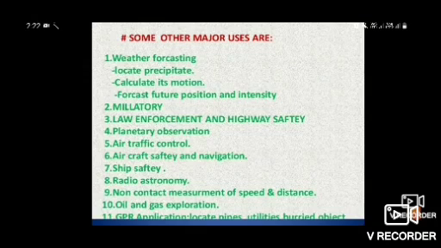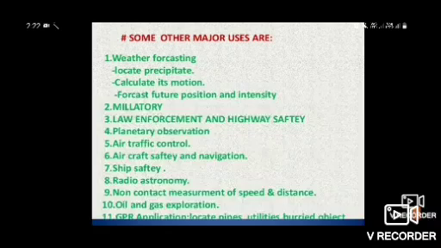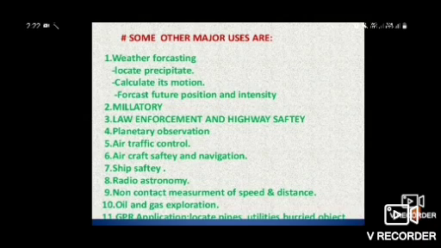And for astronomy, all of us are very interested to know about astronomy. That can be done with our radar. Also knowing speed, distance and measurements can be done with our radar. All of this. And not only that, we also have a GPRS app.